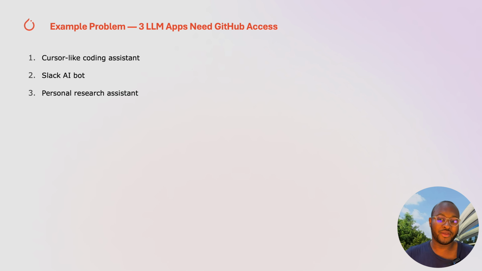Let's look at one more example. Let's say you have 3 applications. All of them need access to GitHub. Maybe the first application could be a Cursor-like coding assistant. The second application could be a Slack AI bot, for example. And the third could be a personal research assistant. And all of these 3 need to read issues from GitHub. They need to search repositories, for example, or also open pull requests and also check some logs, for example.